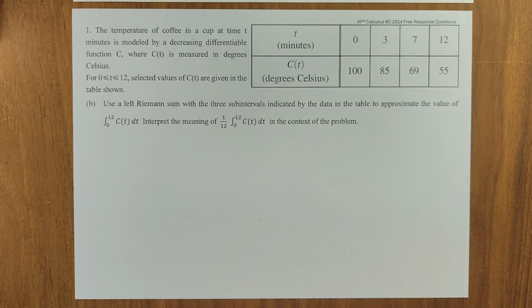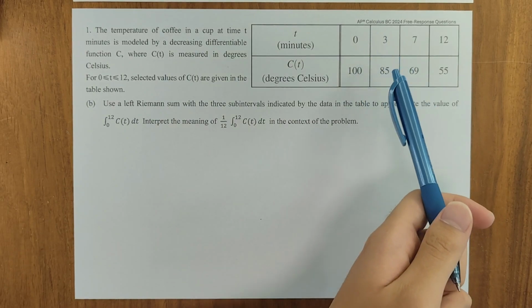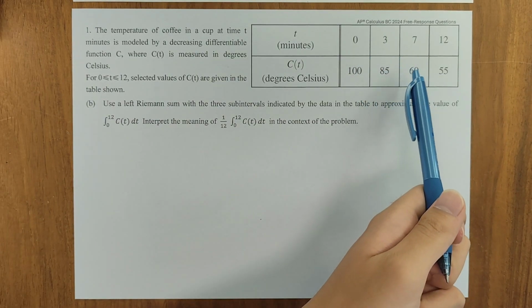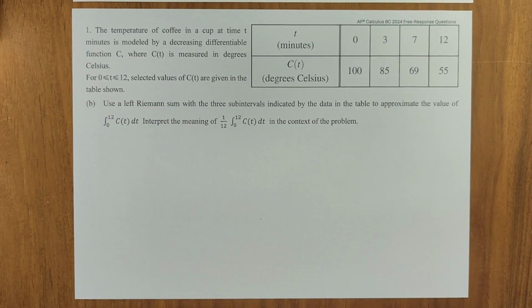Part B of the question is using a left Riemann sum. Okay, so with 3 subintervals by the data. So 0 to 3 is a subinterval, 3 to 7 is a subinterval, 7 to 12 is a subinterval. And use the data in the table to approximate the value of this integral. Interpret the meaning of 1 over 12 times the integral in the context of the problem.